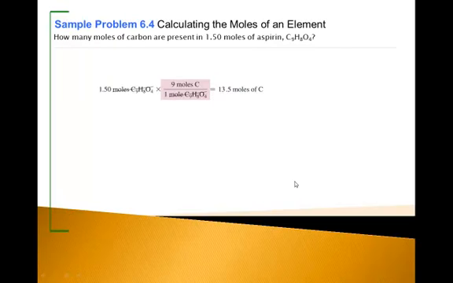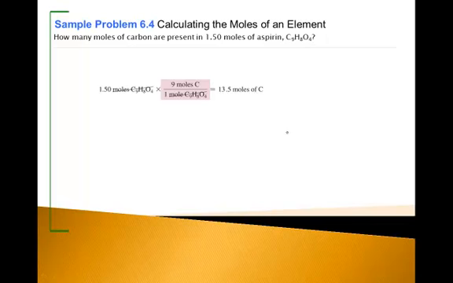Okay, the next example that we're going to look at is how to convert from the moles of one particular element to moles of the whole compound. So I have 1.5 moles of aspirin. Now when I look at my formula, I have 9 carbons, 8 hydrogens, and 4 oxygens. And they're asking me about carbon.